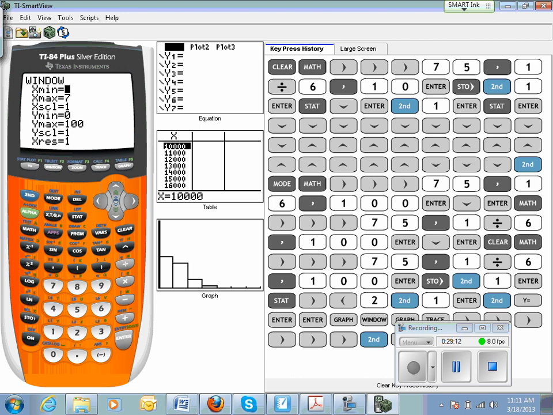My X min is 0. X max is 7. Really, it wouldn't even have to go that high, but this works. And then X scale is 1. You want your bars to be 1 unit wide. And then Y min 0, Y max up to 100, because technically you could have up to 100 outcomes in one bin, although it's highly, highly unlikely. And then just press graph.